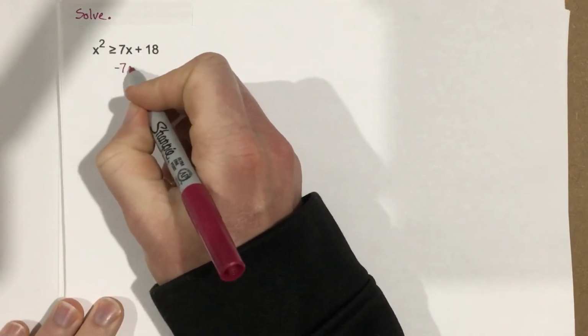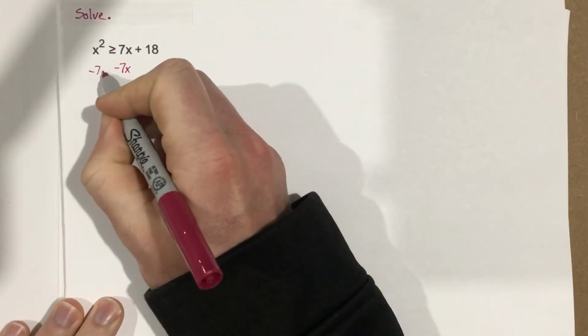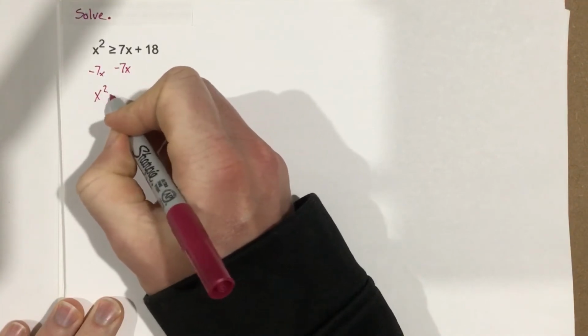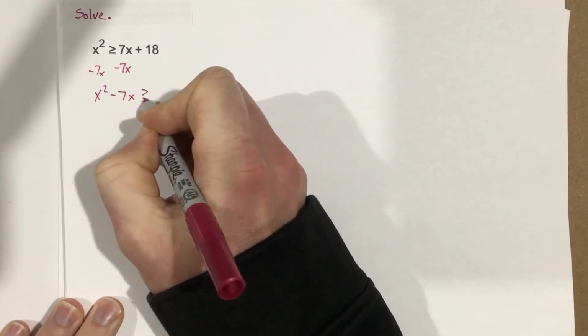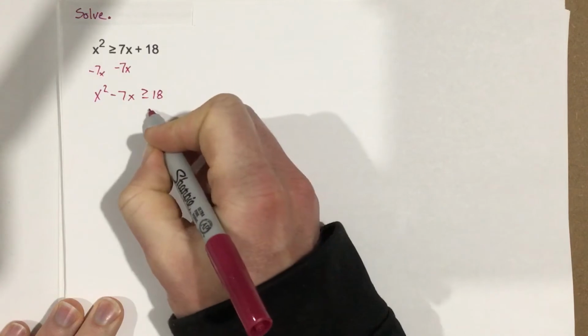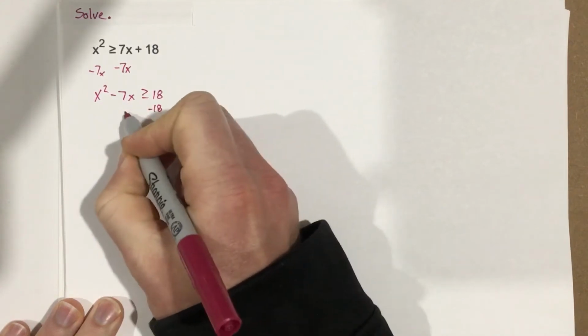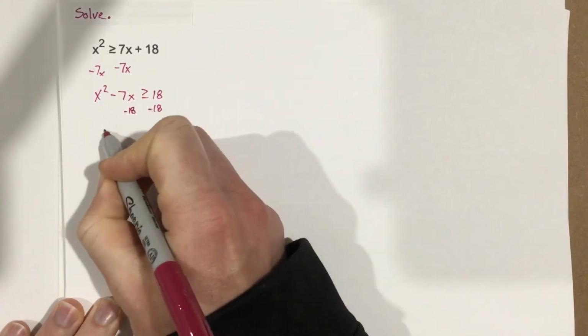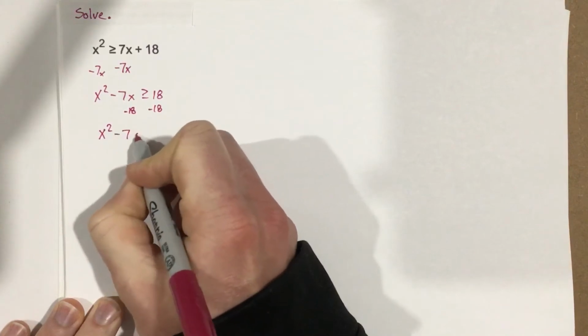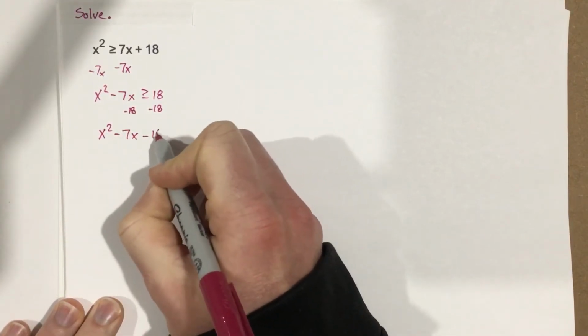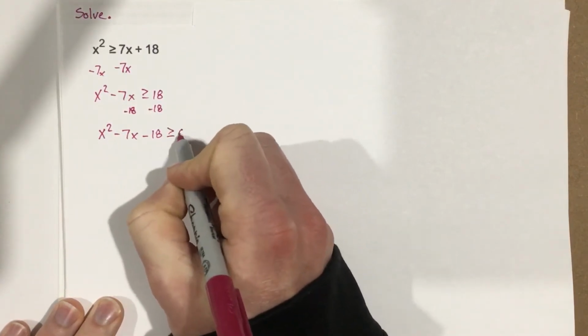So subtract 7x from each side. So we have x squared minus 7x greater than or equal to 18. We're going to subtract the 18 on each side. We're going to get x squared minus 7x minus 18 greater than or equal to 0.